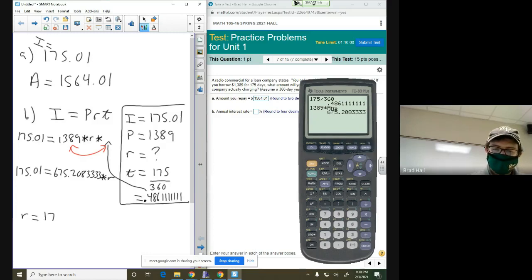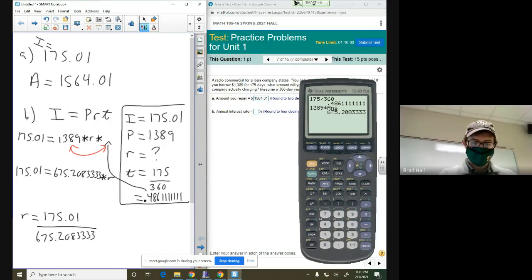And now the algebra is very simple because all we have to do is divide both sides, which would give us 175.01 in the numerator and then the 675.2083333 in the denominator. What this simplifies to, well, let's see what the calculator tells us. 175.01 divided by the previous answer. That's 0.2591940759.